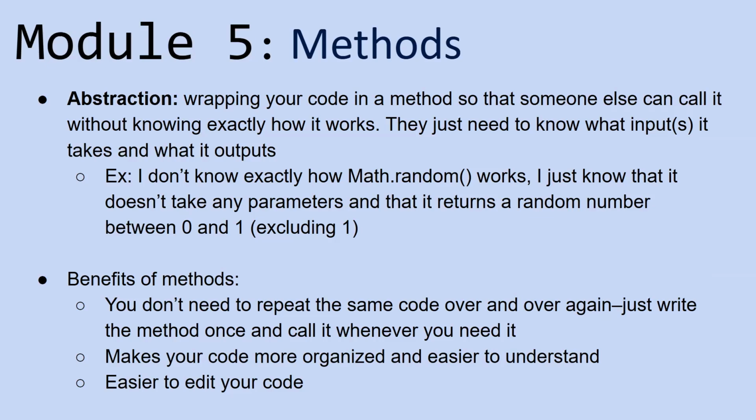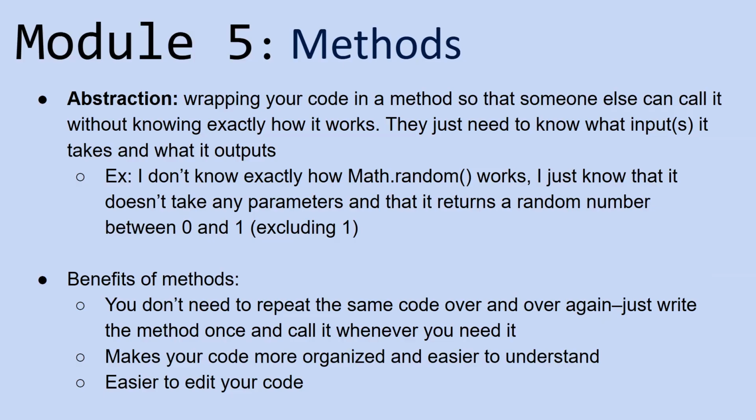And also tying back to abstraction, let's say I think Java wrote Math.random, like Oracle, the people who make Java. And so if they change, let's say, within the Math.random method, how it generates a random number, well, I don't even need to know that.